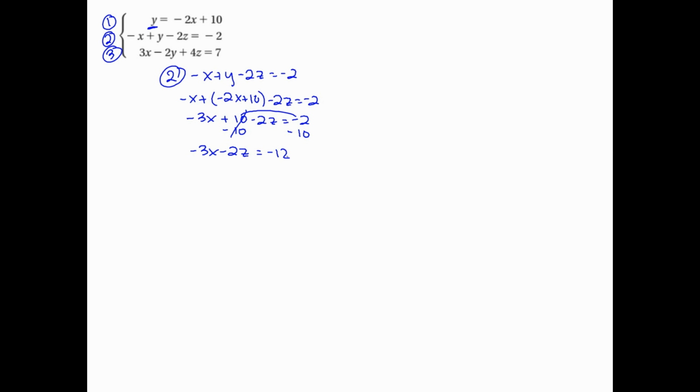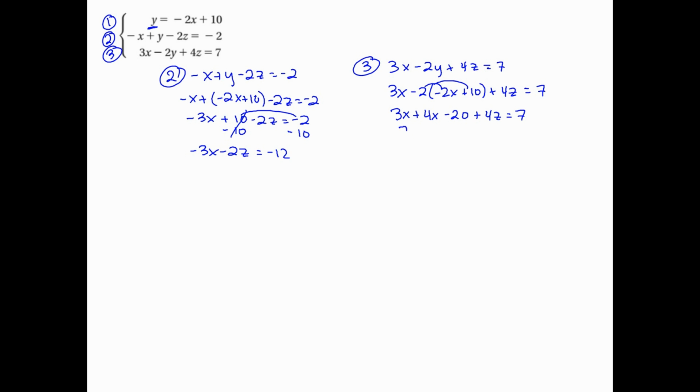I'm going to do a very similar thing in my third equation. That starts out 3x minus 2y plus 4z equals 7. I'm going to stick the y into this y again. So 3x minus 2 times negative 2x plus 10 plus 4z equals 7. Go ahead and distribute. So 3x plus 4x minus 20 plus 4z equals 7. Combine my terms, so 7x plus 4z minus 20 equals 7, and add 20 to both sides. Gone. So 7x plus 4z equals 27.